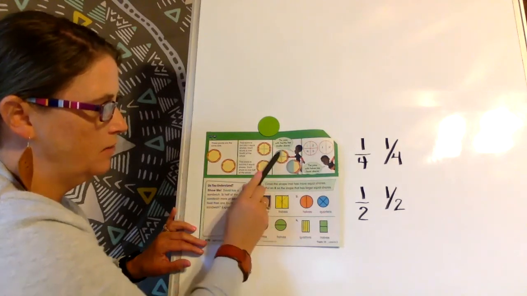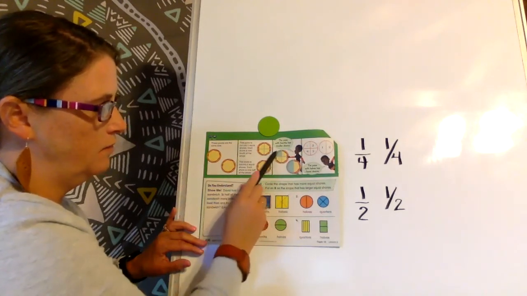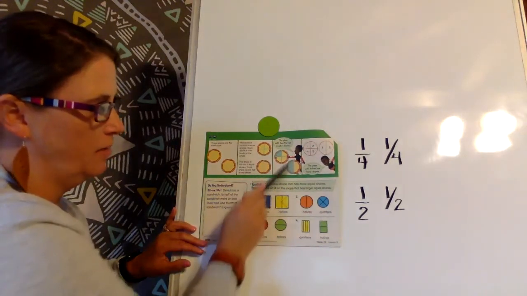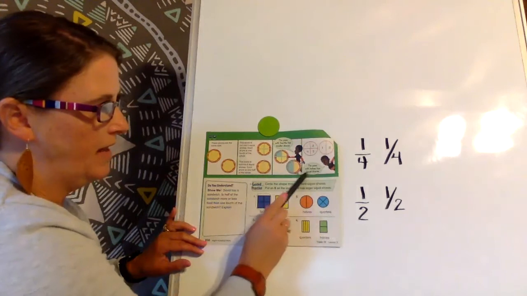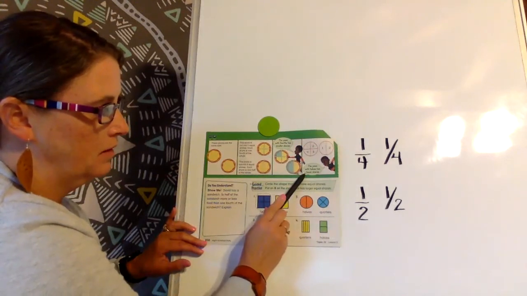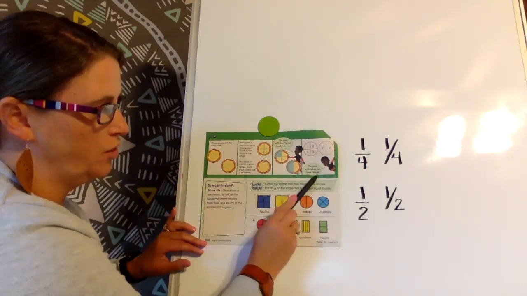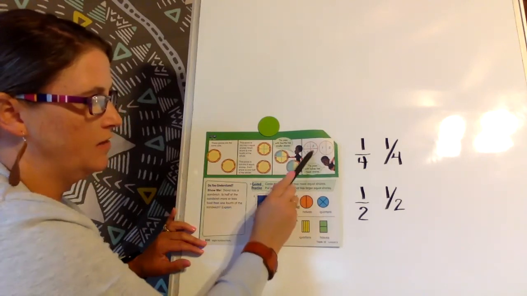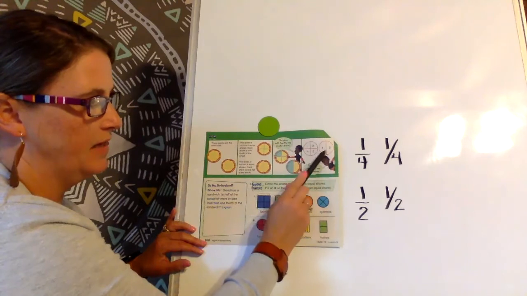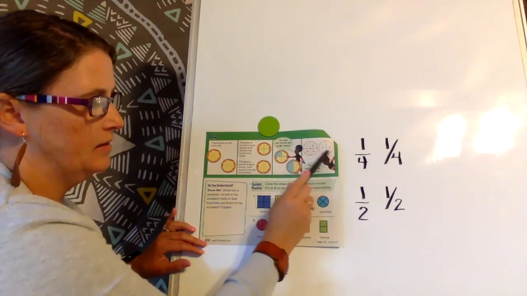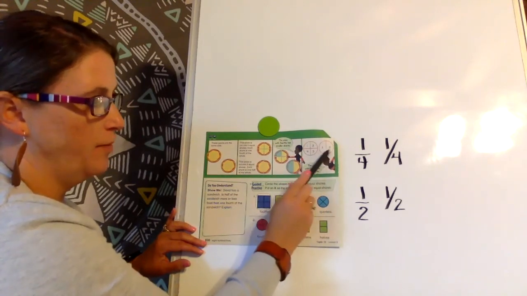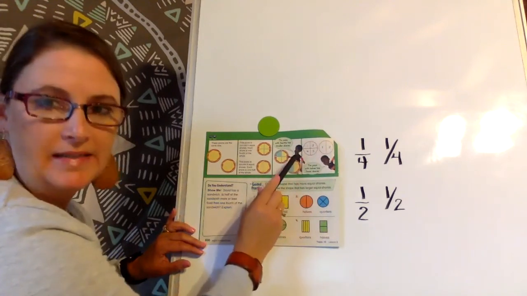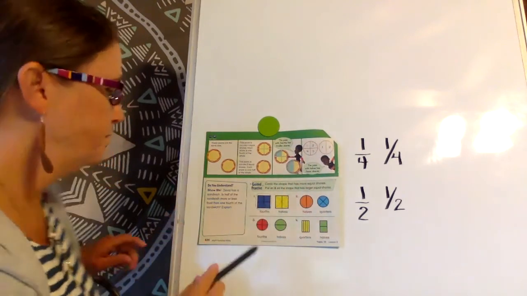Here's a share of 1/4 of the pizza shaded blue, and here's a share of 1/2 of a pizza shaded blue. So the pizza with halves has fewer shares. Fewer means less. A pizza with fourths has 4 shares. A pizza with halves has 2 shares. So it has a fewer number of shares, and this one has smaller sized shares, right?